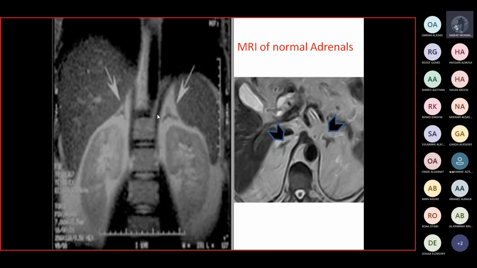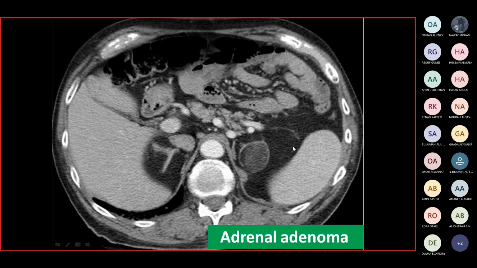MRI. It demonstrates both adrenal glands, and those are the kidneys. This is an MRI demonstrating the adrenal gland. Also, this is MRI axial. Also, you can see the adrenal gland on both sides. What is this imaging modality? CT scan. This is with which plane?